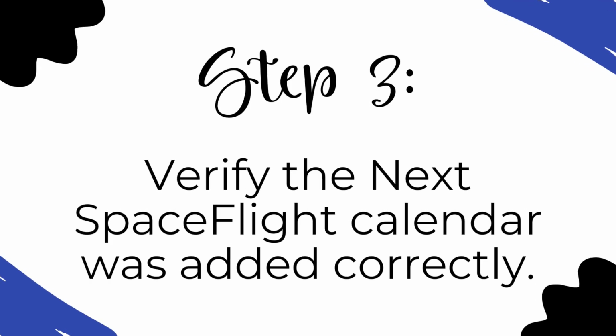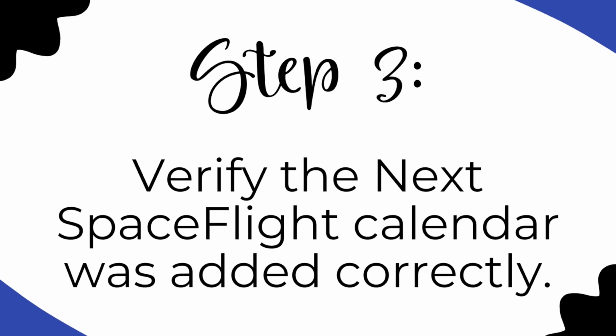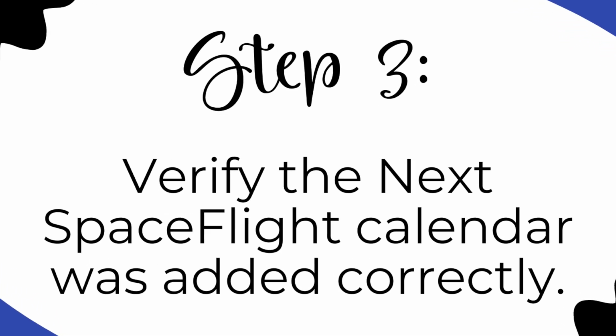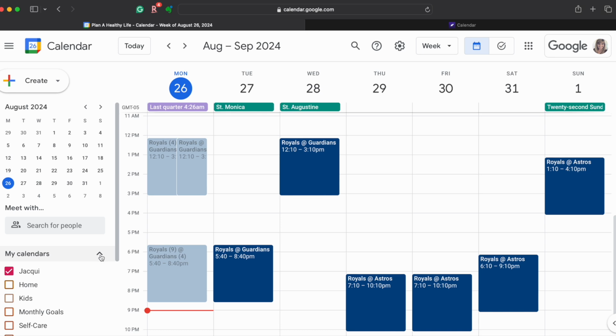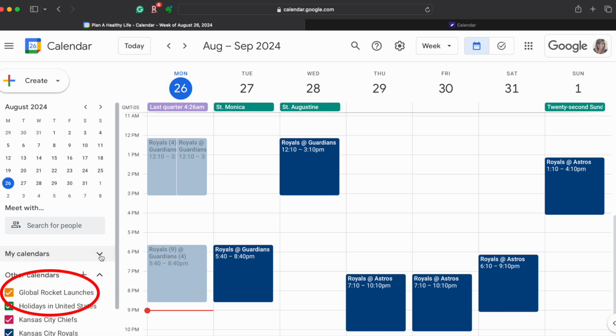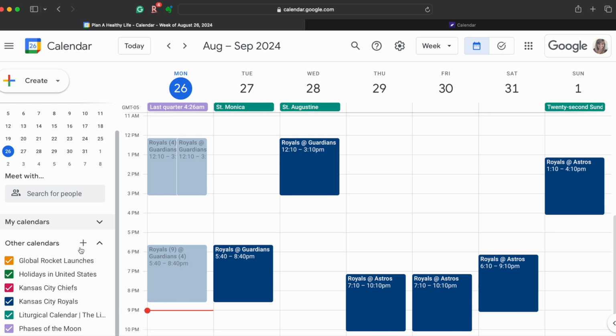Step 3, verify that the Next SpaceFlight calendar was added correctly. So now in the Other Calendars section, you should see the space launch calendar called Global Rocket Launches. And here are some tips on how to navigate the space flight calendar.